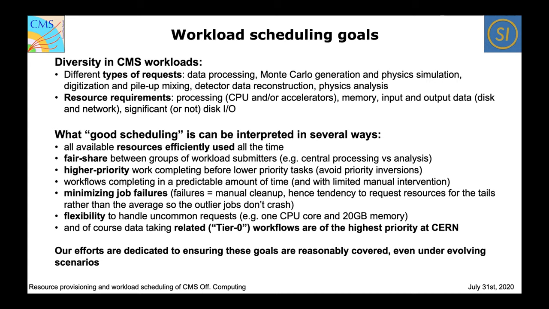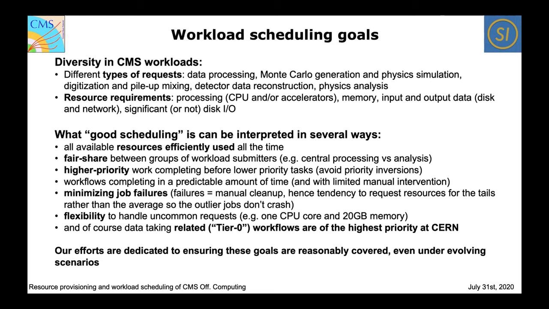So we have to do the scheduling, a good scheduling of all these types of requests. And of course, what good scheduling means can be interpreted, and is usually interpreted, in a number of ways. So we have to use all the resources efficiently. We have to respect the fair share between the groups. We have to respect the prioritization. We have to minimize job failures.